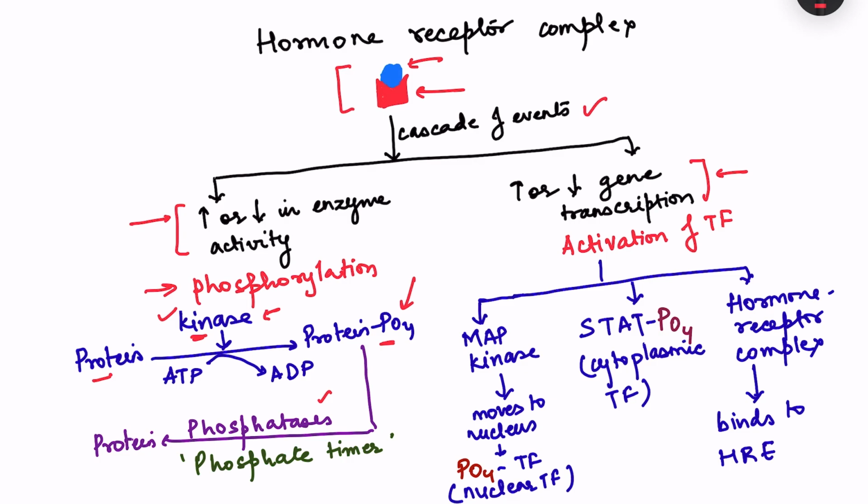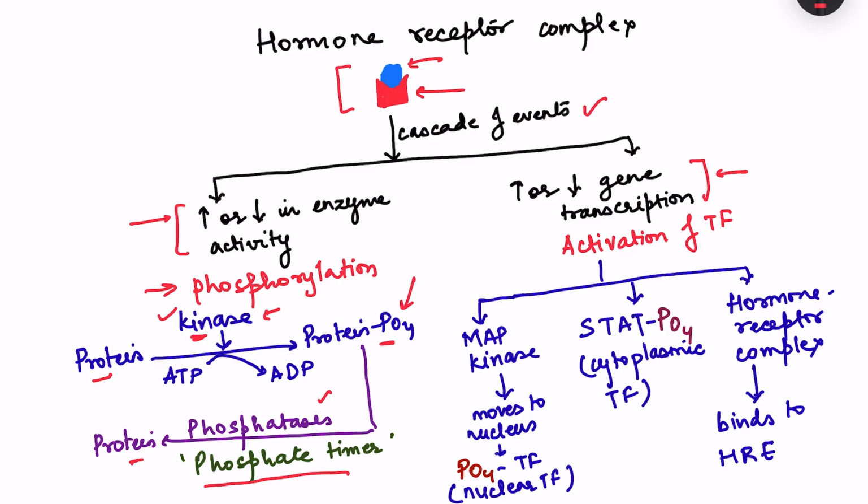And with time what happens, that this phosphate group is removed also. So there are phosphatases also which are activated in some time difference. That is, there is a little bit delay with the activation of the kinase, but they are also activated, and this leads to removal of the phosphate group from the protein. So that yes, the action is brought about, but after some time the action is terminated also. So this concept is known as phosphate timer, that is activation of the kinase and then activation of the phosphatases, so that the function is brought about and after some time it is stopped also.